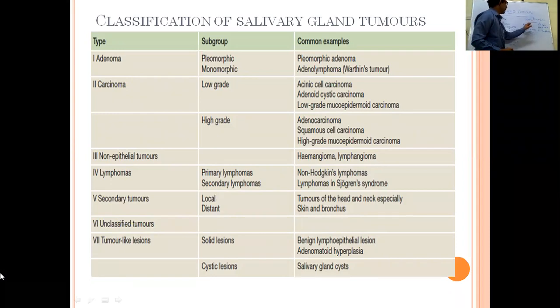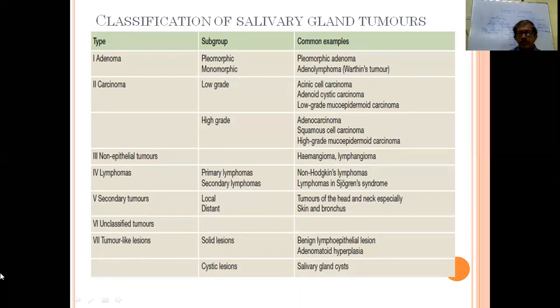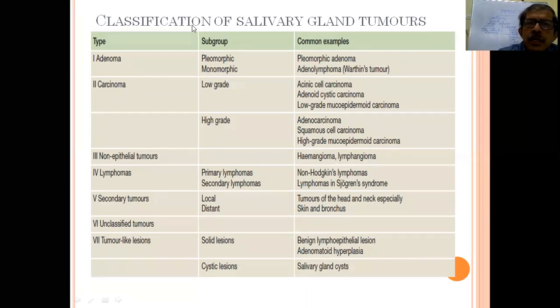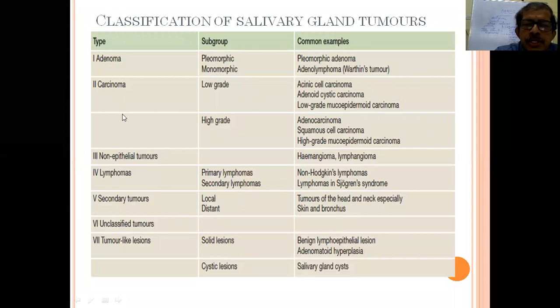There is non-epithelial. These are all common. Benign: lipoma, hemangioma, lymphangioma. Whereas malignant: sarcomas and lymphomas are common. So this you have to remember and then reproduce, because in the exam there may be a question: classify salivary gland tumors or classify parotid gland tumors. Unless you write that classification, you will not get the marks. So this is what is given in detail here.